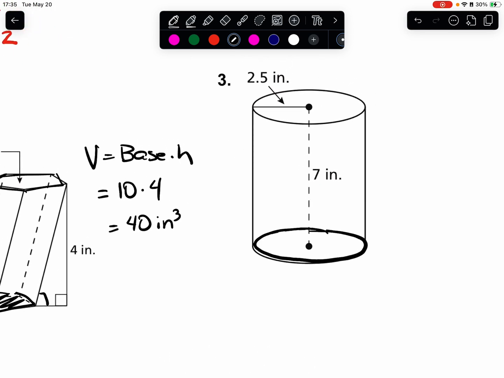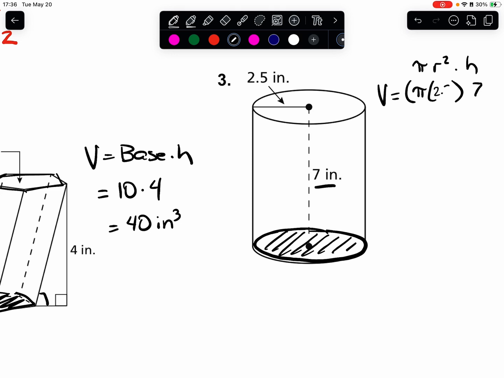Oof, number 3, also a cylinder. A prism, sorry, right? Got a base. Got to figure out that area, and then multiply by my height. They give it to me. So the volume equals, again, the base, pi r squared, times the height, 7.